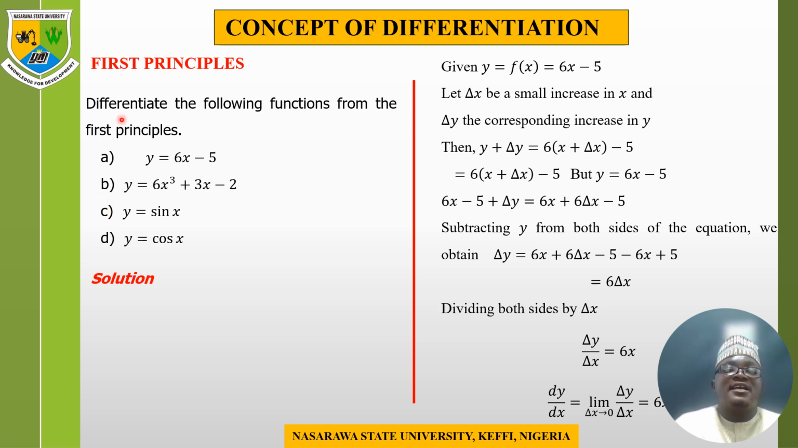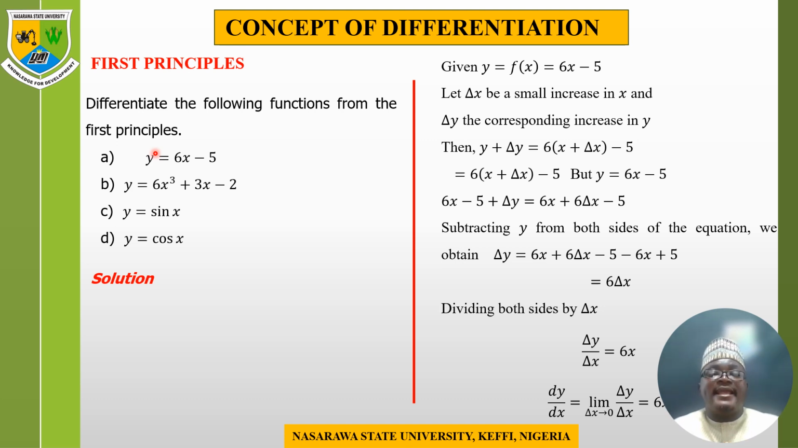Then if you look at it, first principle initially has steps. What are those steps? The first step, you are going to be given a function, f of x equal to something. Then the first step, you are going to take the increment on the other side, that is this side, with respect to y, and on the other side with respect to x.